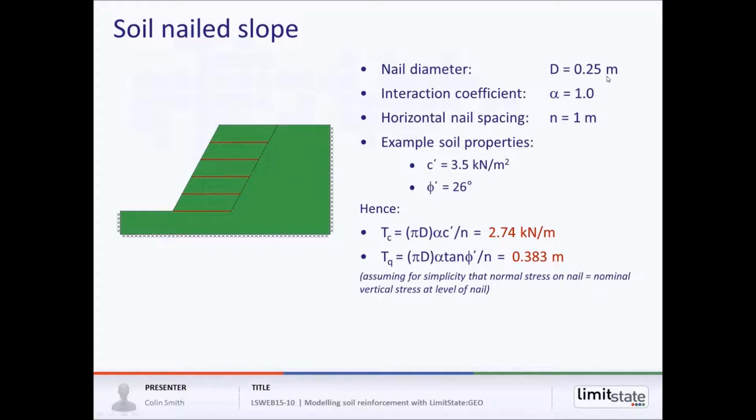So we'll pick a nail diameter of 0.25 meters, an interaction coefficient of 1, and a horizontal nail spacing of 1 meter. Take some soil properties: c' is 3.5, phi' 26. So we can work out our value TC, which is the circumference of the nail multiplied by alpha c' divided by the spacing, this value, and T-phi, which is a frictional component, by a similar calculation. So I've set that model up in the software.